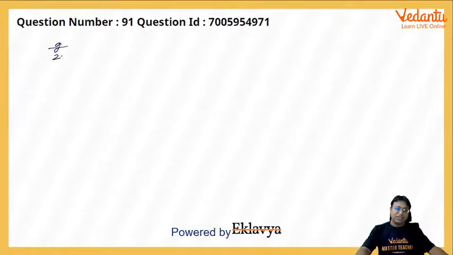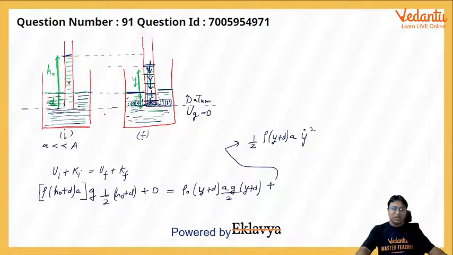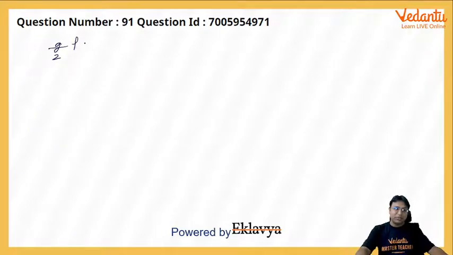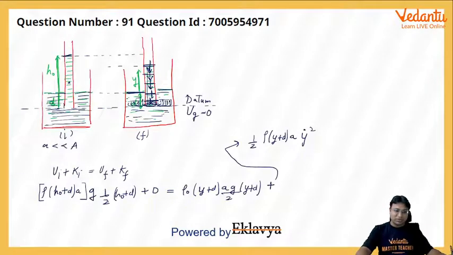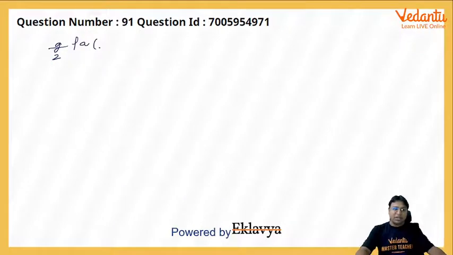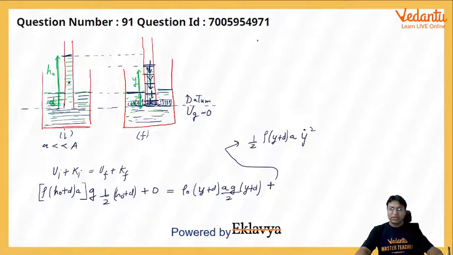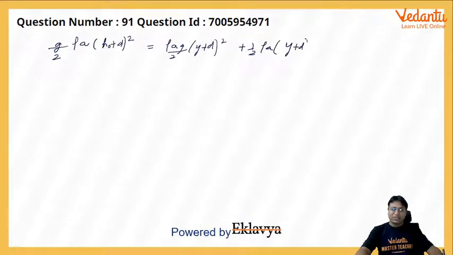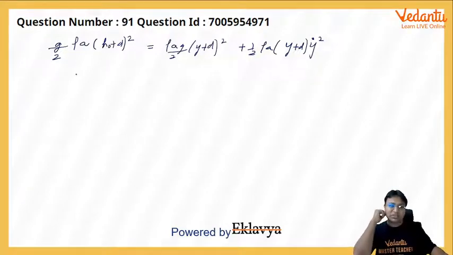So if I write g by 2, then rho will be there, a will be there. So g by 2, rho is there, a is there, and then h naught plus d square is there. Okay, so this becomes equal to rho a g by 2, then y plus d square, plus half rho a y plus dy dot square. So this is what our equation is. Now let me differentiate this equation.